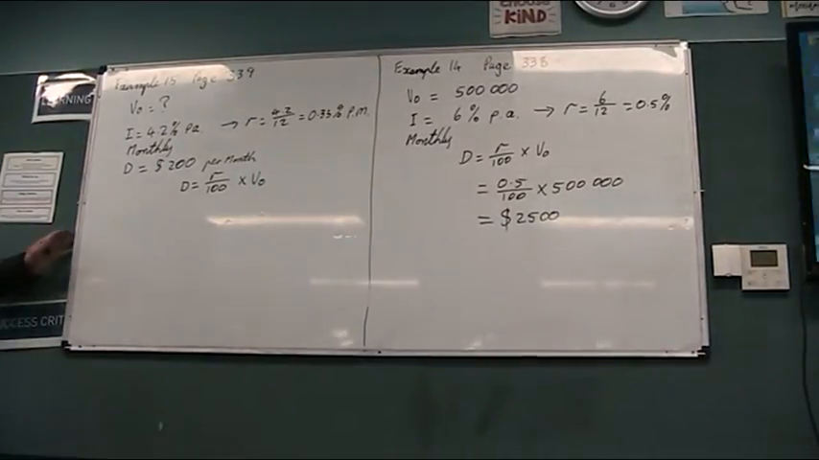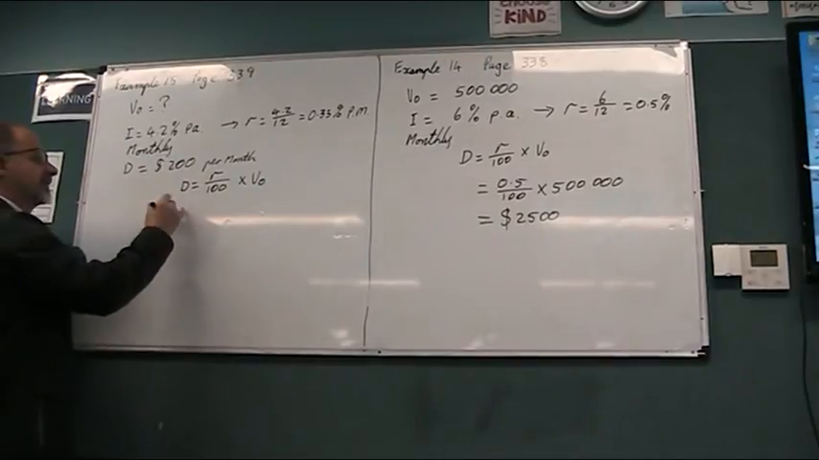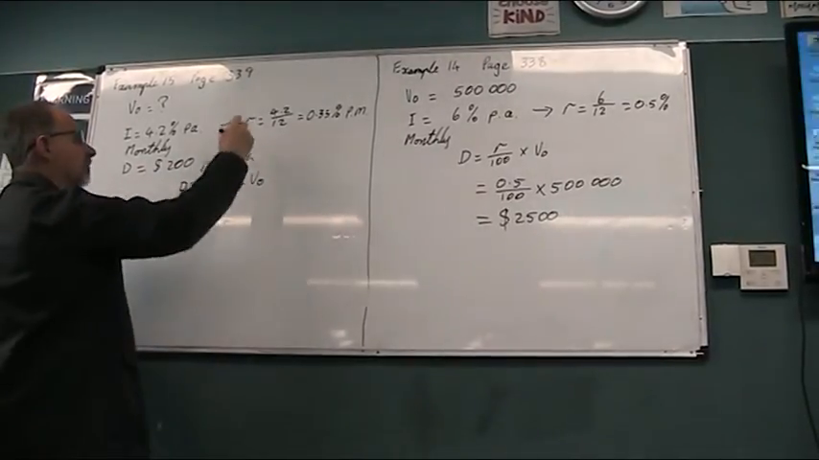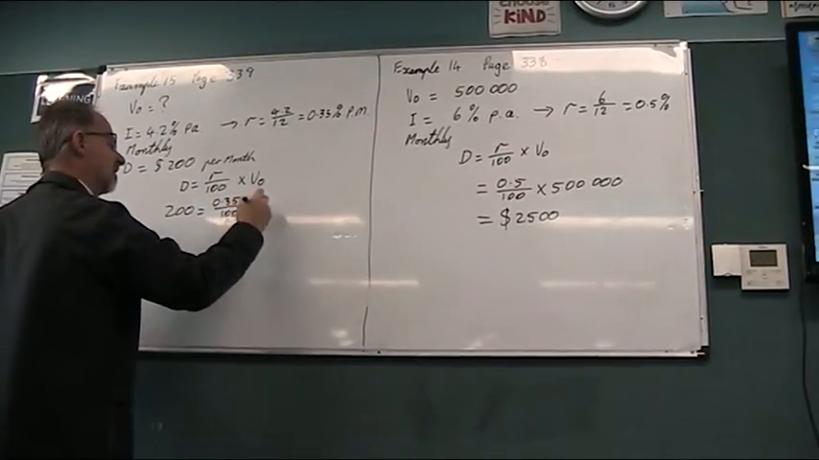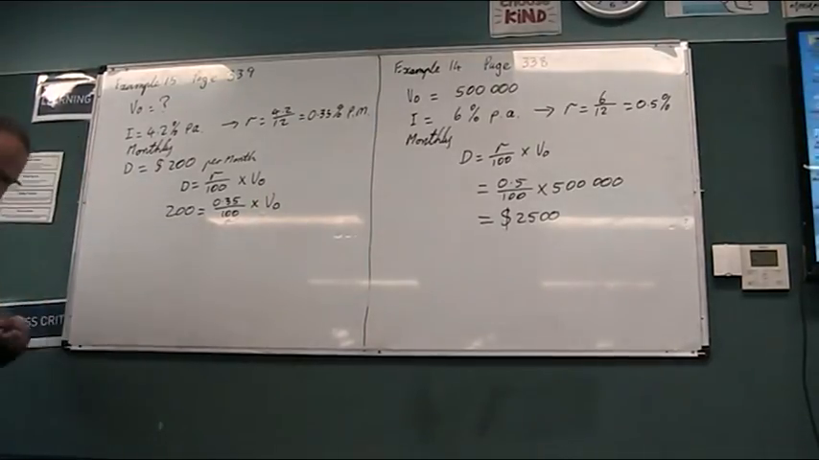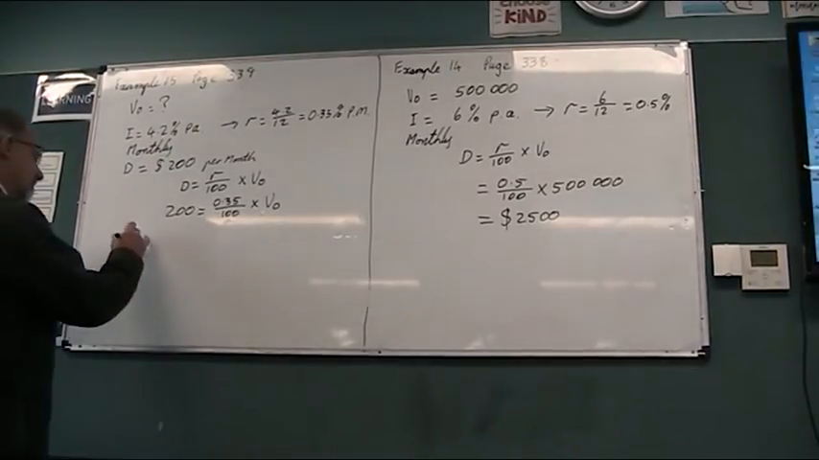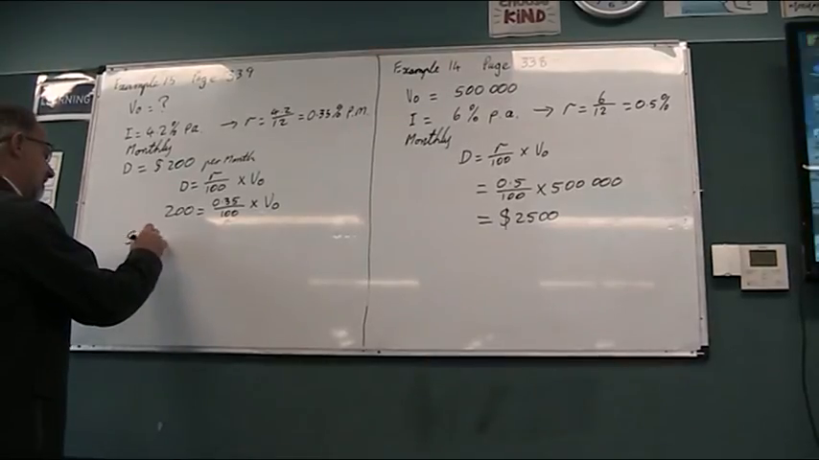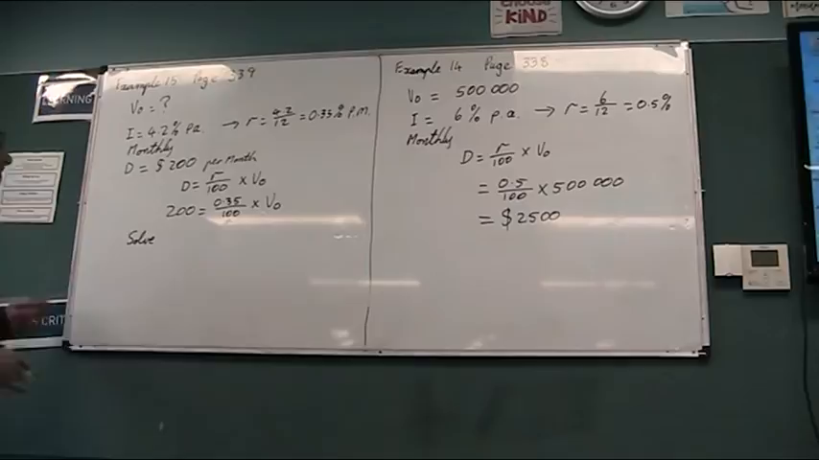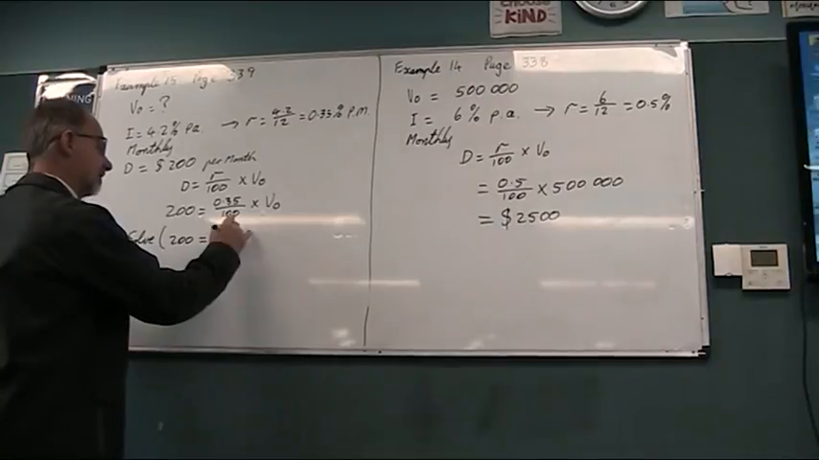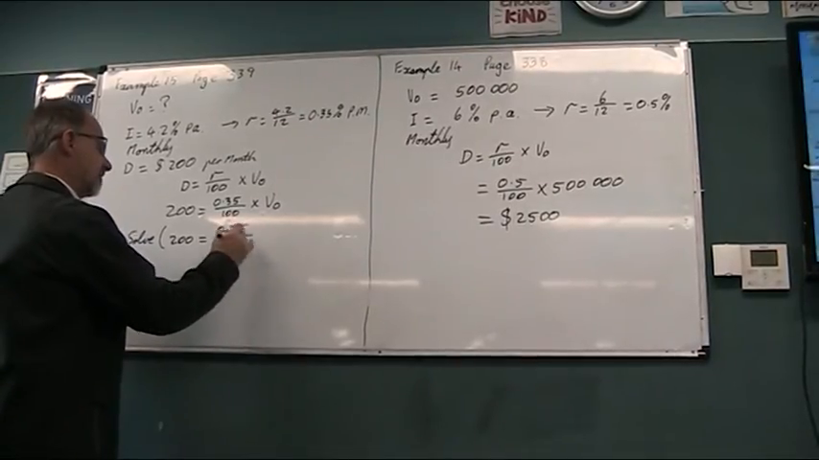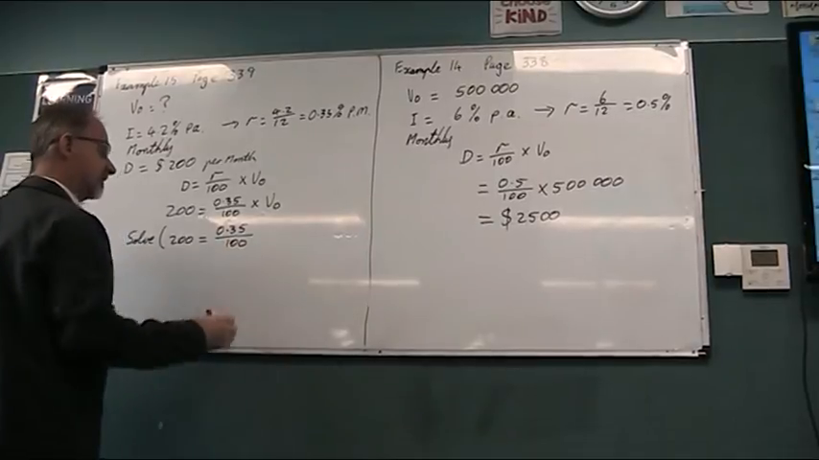So the payment we want is 200, and that's going to equal 0.35 over 100 times by how much we're putting in. We could rearrange from here if we wanted to, or we can go to our calculator and use the solve function. On the calculator, solve equals, and I'll show you how to do this in a sec. Go to 0.35 over 100, we can use the fraction template.